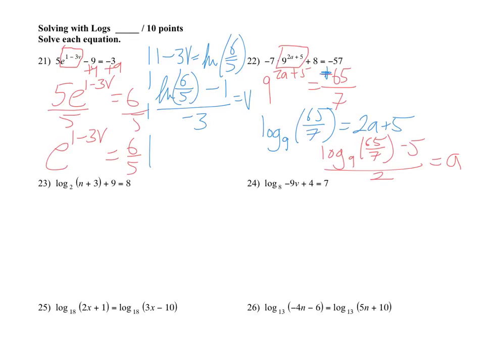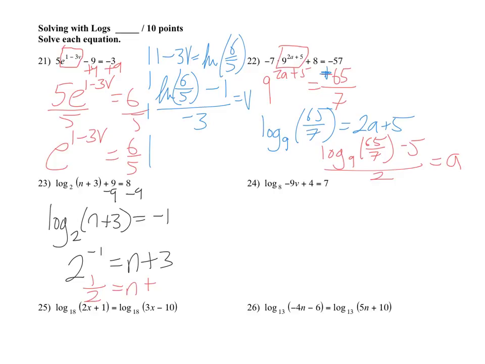Okay, looking at 23. We're going to subtract 9 from both sides. We end up with log base 2 of n plus 3 is equal to negative 1. I'm going to convert this to an exponential. So we get 2 to the negative 1 is equal to n plus 3. So that's a half is equal to n plus 3, which means that n is equal to negative 5 over 2.